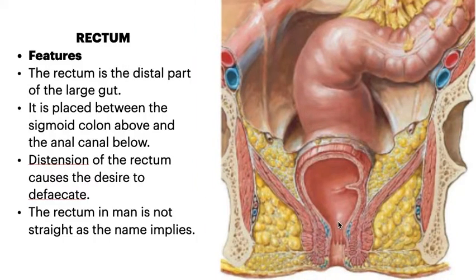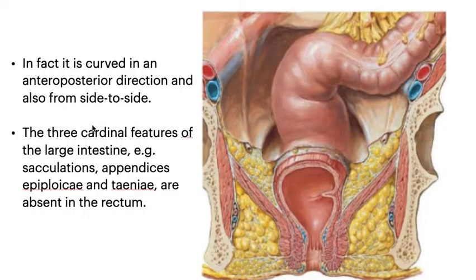Firstly, we see the rectum. It is the distal large part of the large intestine placed between the sigmoid colon over here and the anal canal below. Distension of the rectum causes the desire to defecate, and the rectum in man is not straight. The word itself means straight, but straight is in lower animals, not man. In fact, it is curved anteroposteriorly and also from side to side.